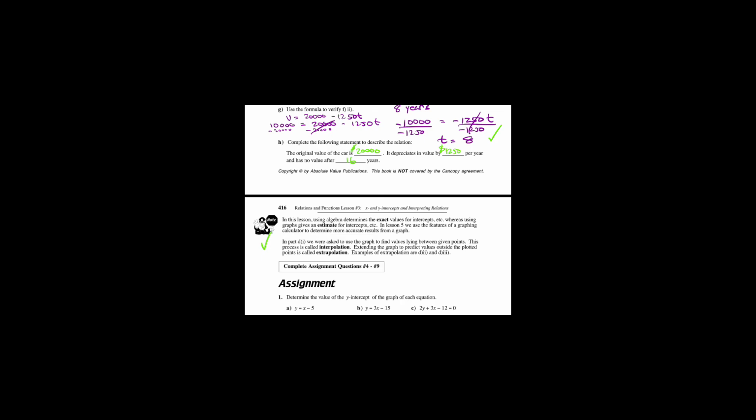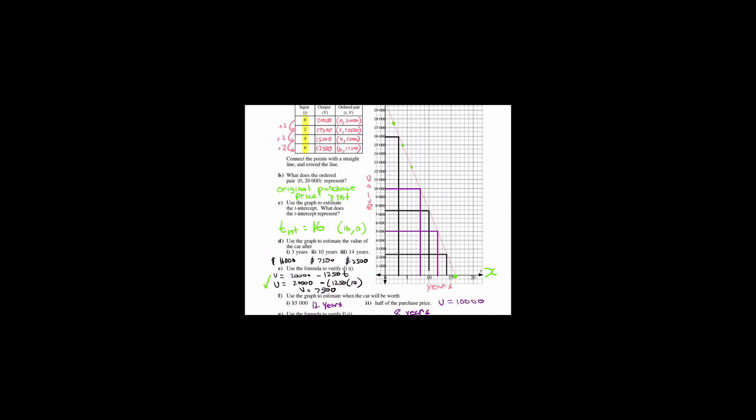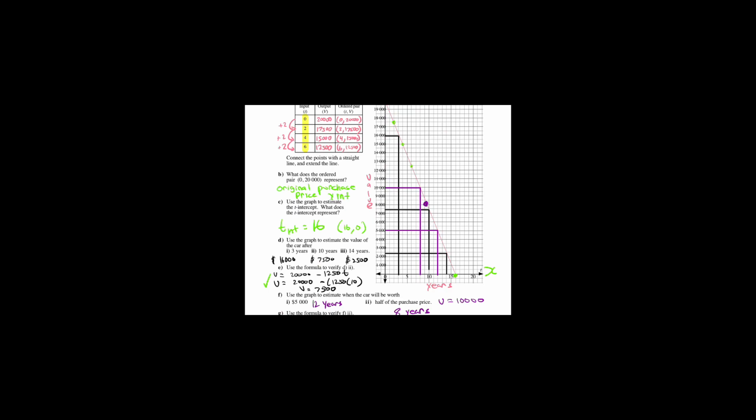Okay, so if you look at it, it says in part D, we were asked to use the graph to find values lying between the points. That's inside the points. That's interpolation. And outside of our points would be extrapolation. Okay, so if we were asked to solve a point right here, that's going to be extrapolation. And if we were asked to select a point right here, that'd be interpolation, if I spelled that correctly.